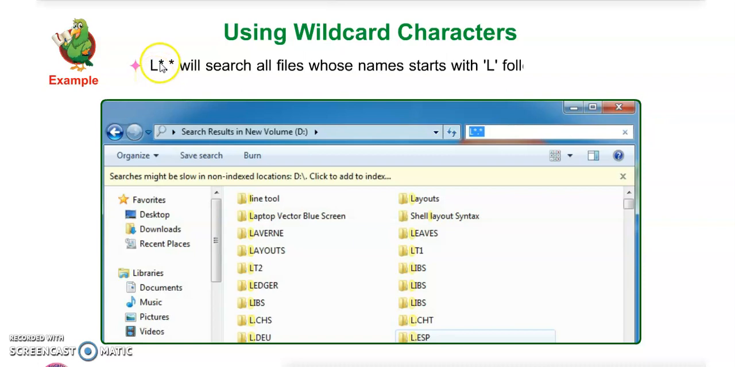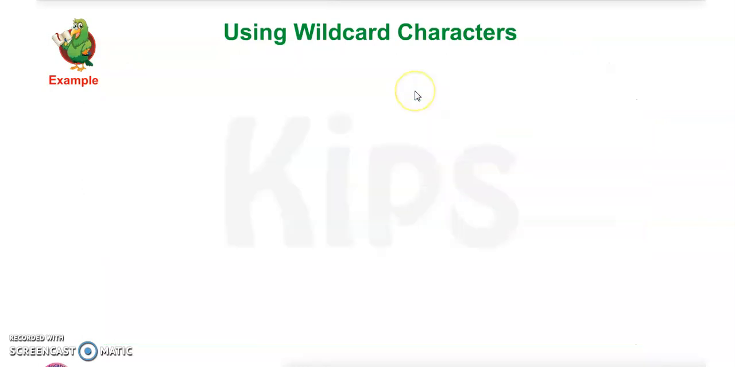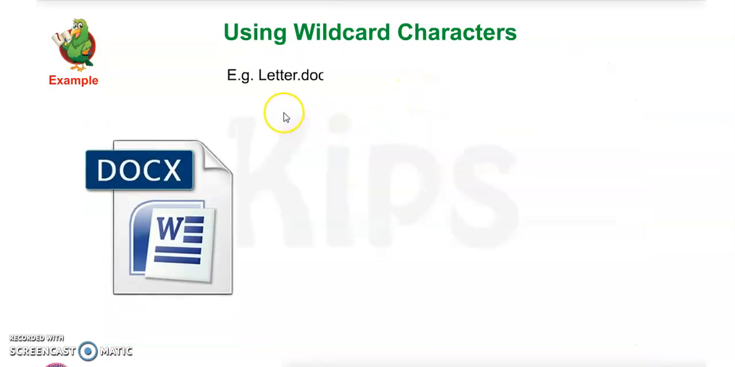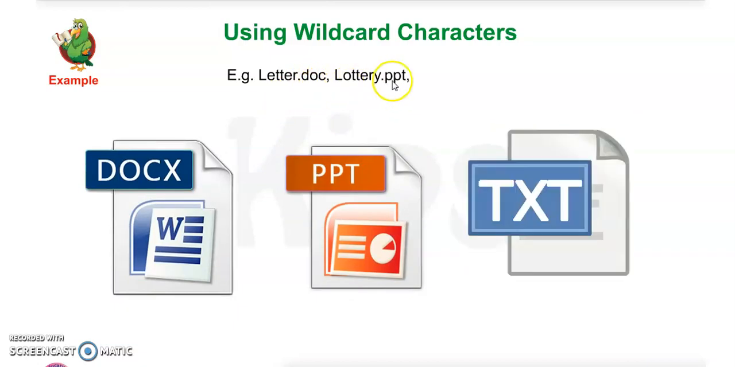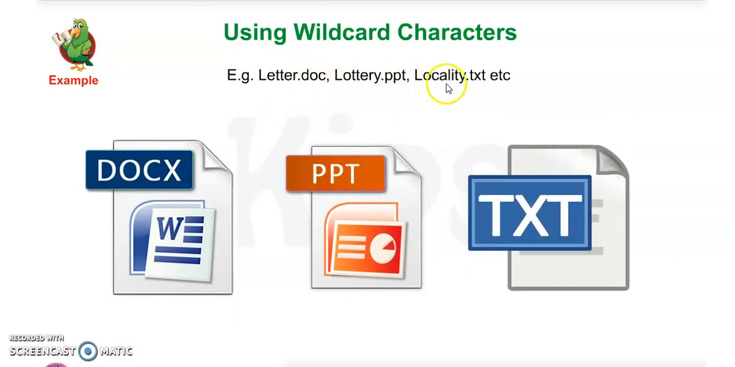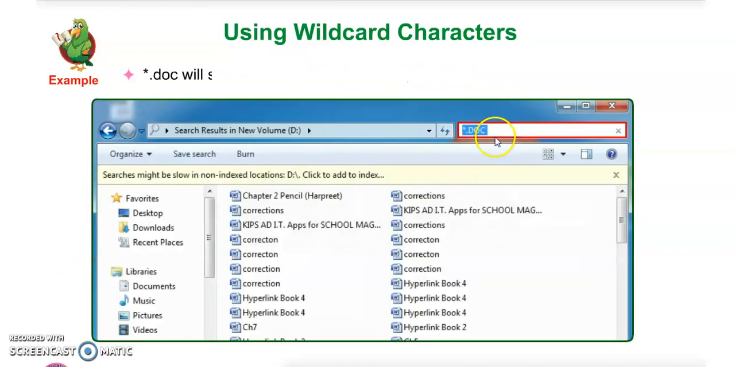The file name should start with L, and the other part can be anything, and the extension also can be anything. L followed by any number of characters and having any extension name. For example, letter.doc, lottery.ppt, and locality.txt, etc. All the files of any extension that start with L will be opened.